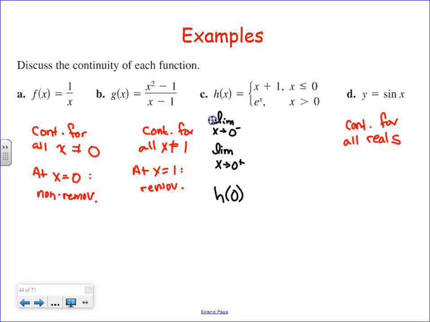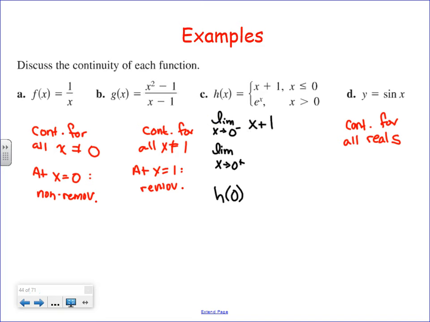If I'm coming to 0 from below, what's another way of saying below? Less than, right? And if I'm coming towards 0 from above, another way of saying it is more than, greater than. Maybe that kind of tells me where to look, right? Because 0 from the left, less than 0, which piece is that? Top piece. I'm looking only at the top piece.